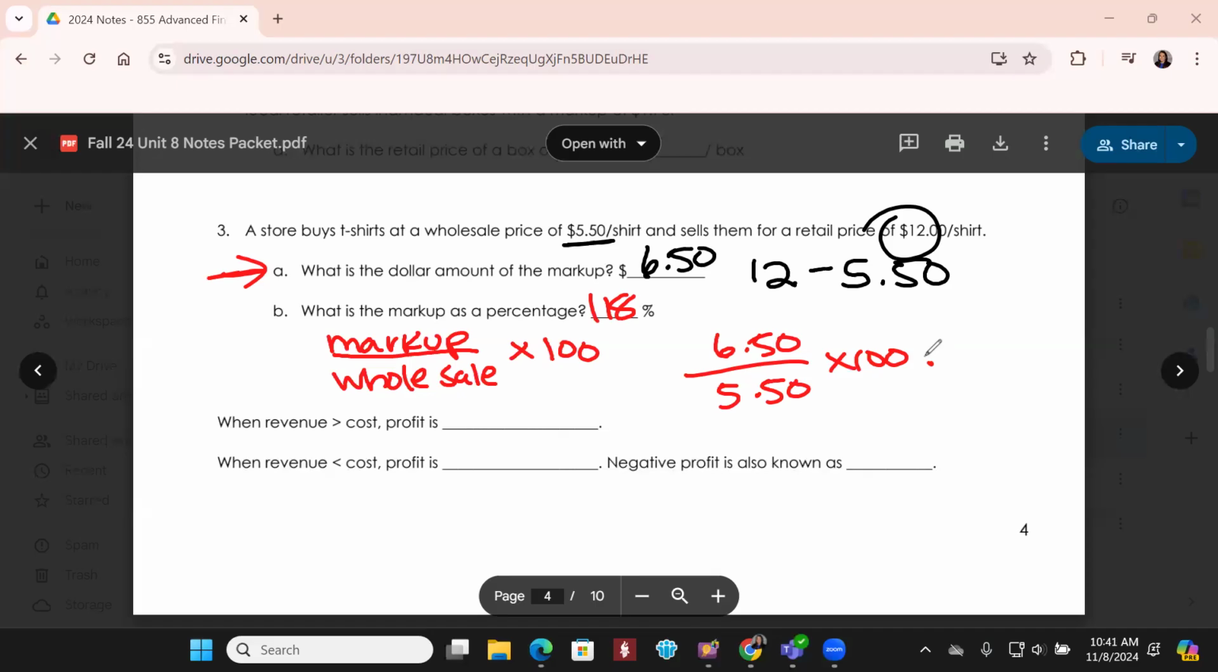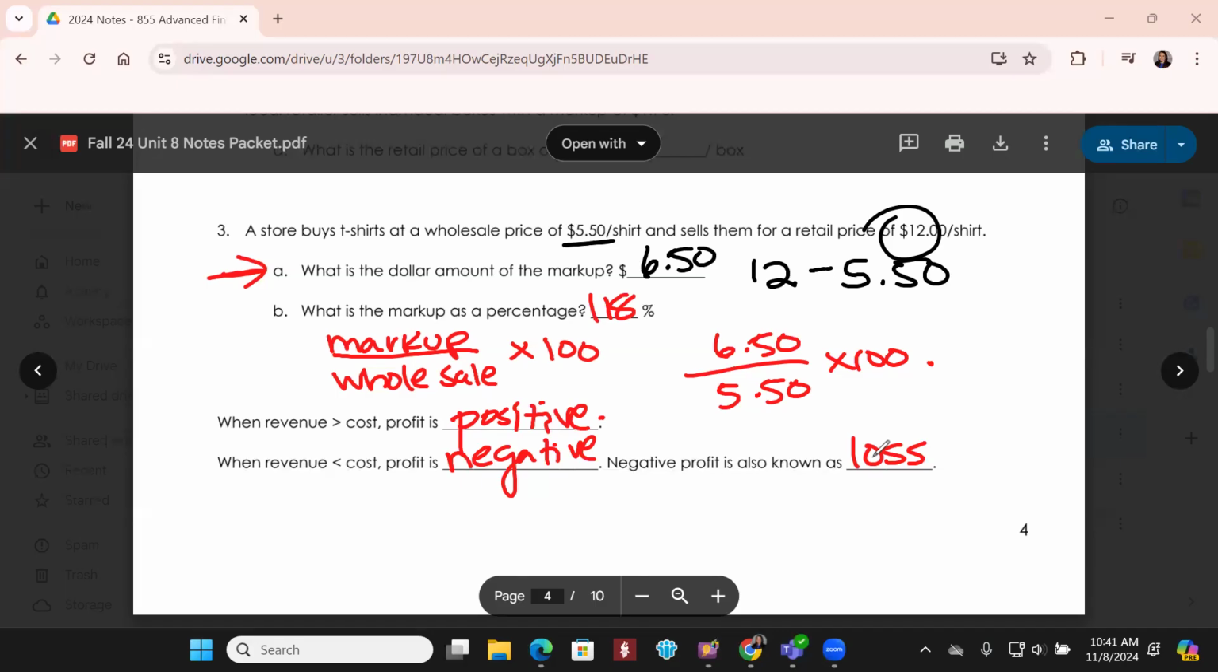Now, when revenue is greater than cost, your profit is going to be positive. If revenue is less than cost, that means you're not selling anything, then profit is negative. This is what we call a loss. So there's profit and loss. Loss is I bought all this stuff, but I didn't sell anything, so you didn't make anything off of it. You spent money. You lost money, right?